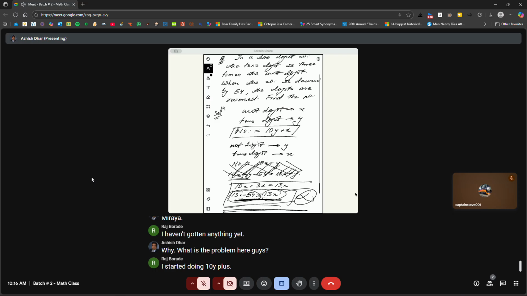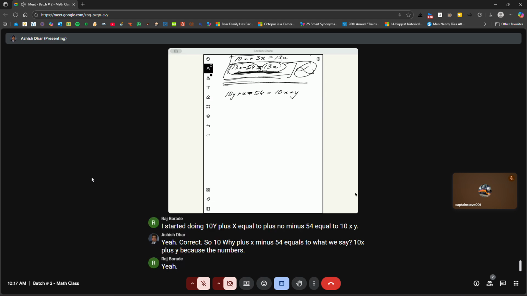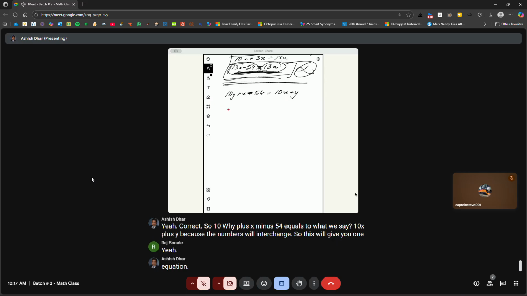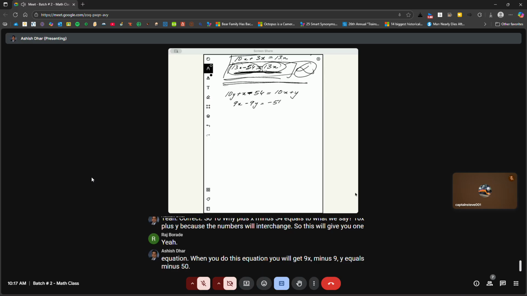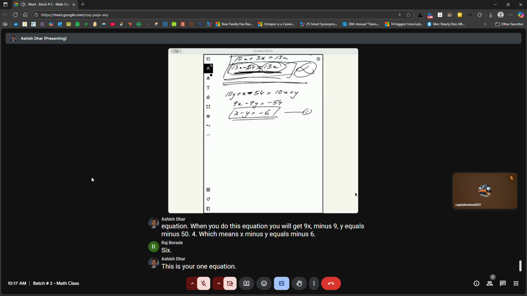I started doing 10y plus x equal to minus 54... Yeah, 10x plus y, because the numbers will interchange. So this will give you one equation. When you do this equation, you will get 9x minus 9y equals minus 54, which means x minus y equals minus 6. This is your one equation.